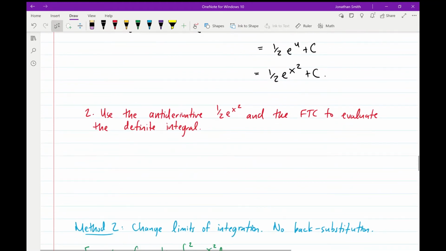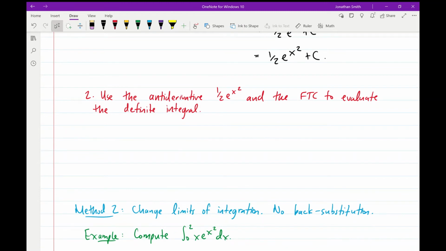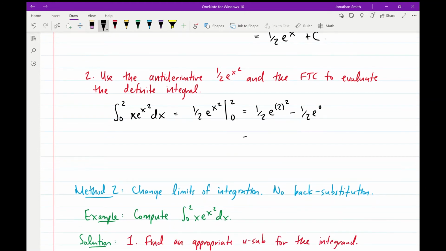And now I'm going to take that antiderivative that I found and use it with the fundamental theorem of calculus to evaluate the definite integral. So we have this definite integral from 0 to 2 of x times e to the x squared dx is equal to, and I just found an antiderivative in part 1, so this is going to be equal to our antiderivative 1/2 times e to the x squared evaluated at 2 and 0. So that gives me a 1/2 times e to the 2 squared minus 1/2 times e to the 0. And this is equal to 1/2 times e to the 4 minus 1/2. And now factoring out the 1/2, we get 1/2 times (e to the 4 minus 1).